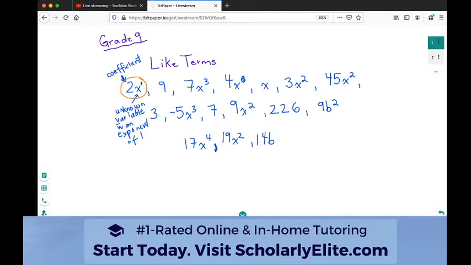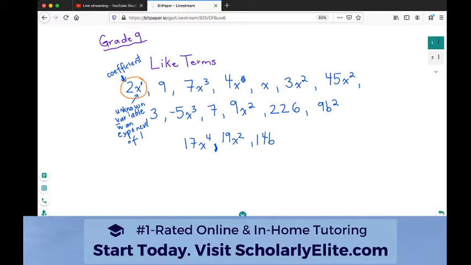Okay, let's look at the second one. So here we do have a coefficient and we do have an unknown variable, but the exponent is to the power of 3. And therefore, it is not a like term because we're looking for something with a coefficient and an unknown variable with an exponent of 1. So I'm going to keep going. Here we've got 4x to the power of 8. Again, it has a coefficient, but it doesn't have the same power on the unknown variable. So we're going to leave that one alone.